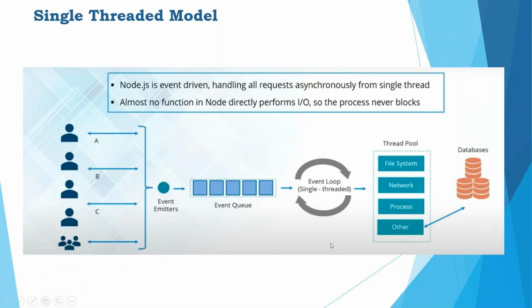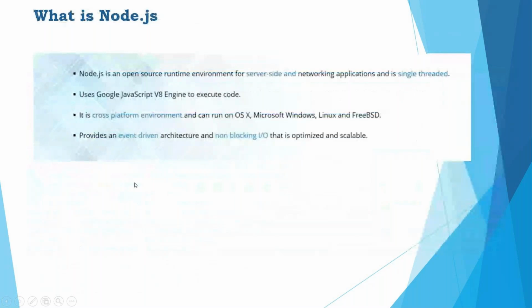Okay, so what is Node.js? Node.js is an open source runtime environment for server side and networking applications, and it follows a single thread. It uses the JavaScript V8 engine, and in the background it executes C++ code. It's also cross platform, so you can run it on OS X, Microsoft Windows, Linux, etc.